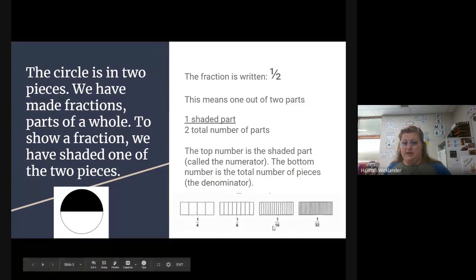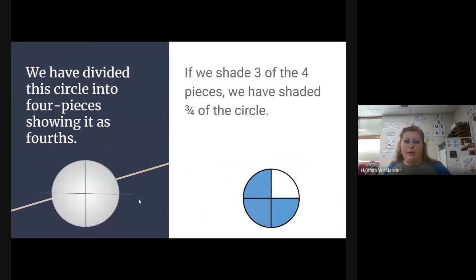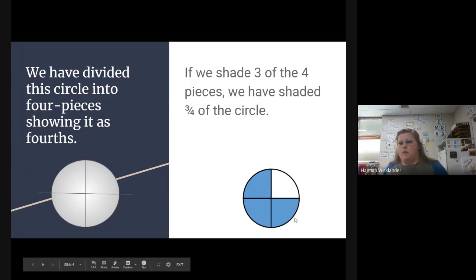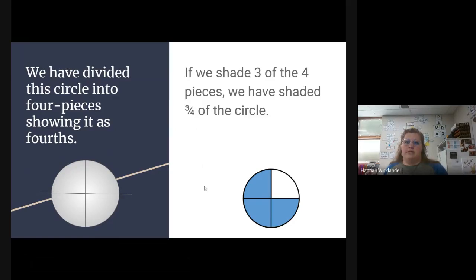So here's just some other ones written below. We've divided this circle into 4 pieces, showing it as fourths. So we have 4 total pieces. And then if we come to the second side, we shaded 3 of the 4. So 3/4 of the circle is shaded. So what part of the fraction is not shaded? That would be 1/4.